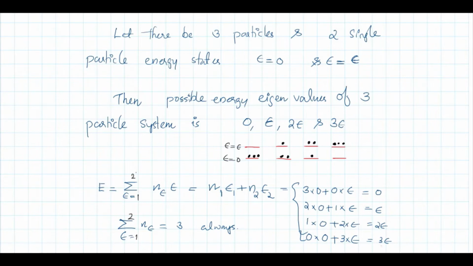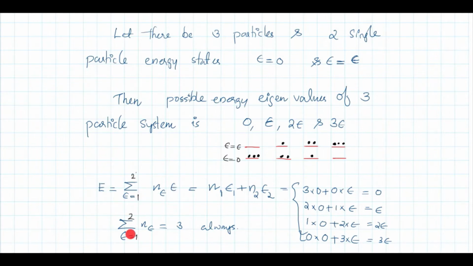I can write the possibilities, capital E, as summation over single particle states. Here there are two single particle states, so the summation goes from 1 to 2, n_epsilon into epsilon. That is n1 epsilon1 plus n2 epsilon2. If you substitute these values of n1 and epsilon1, n2 and epsilon2 for these four cases, we will get 0, epsilon, 2 epsilon and 3 epsilon. So for an N-particle system, the energy eigenvalues can be expressed in terms of single particle energies using this expression.